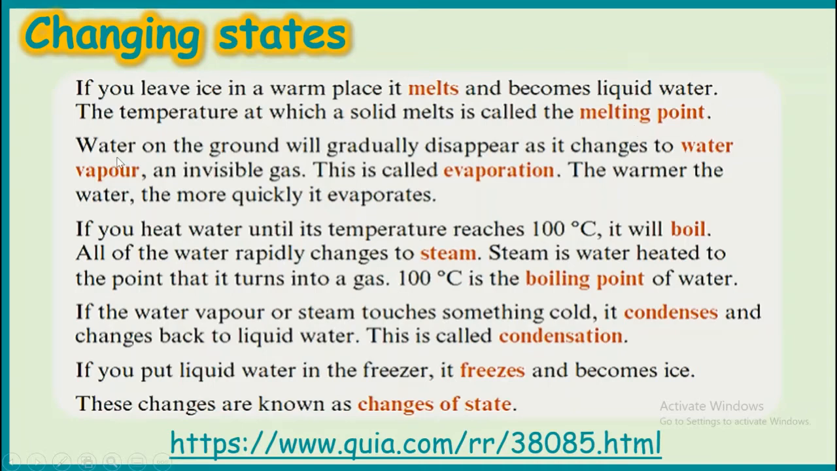Let's see the second example. Water on the ground will gradually disappear as it changes to water vapor. Now if you put the water in the ground, slowly and gradually the water's amount will become lesser. Why? Because the water changes to vapor. Now vapor is a type of gas which is invisible. Now this process is called evaporation.